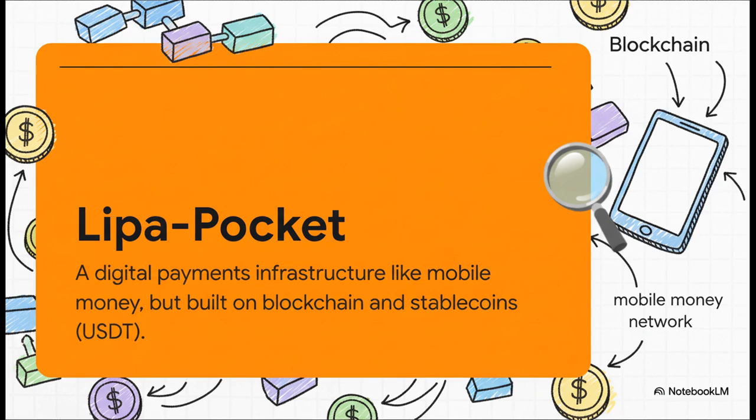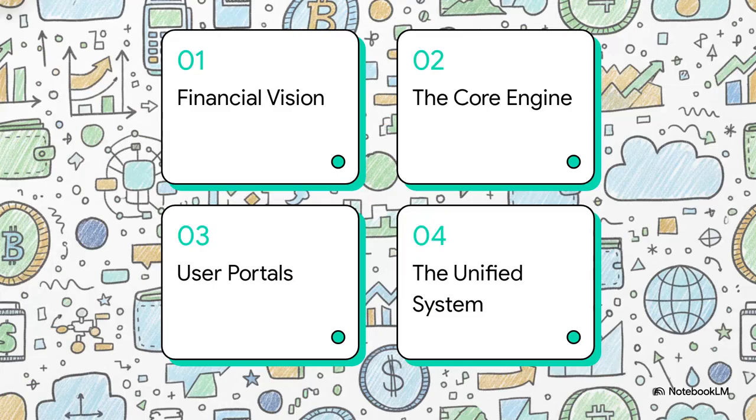Okay, so to answer that, we have to know what we're talking about, right? At its core, Lipa Pocket is a digital payments infrastructure. The easiest way to think about it is like your typical mobile money network. But, and this is the key part, instead of using old school banking systems, it's all powered by blockchain and stablecoins, specifically USDT.